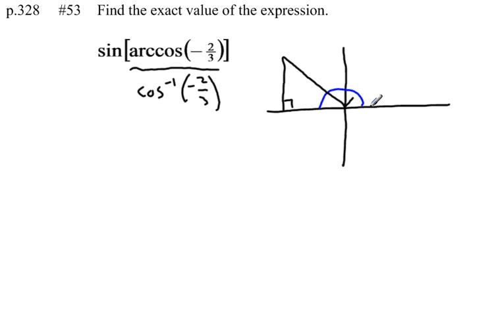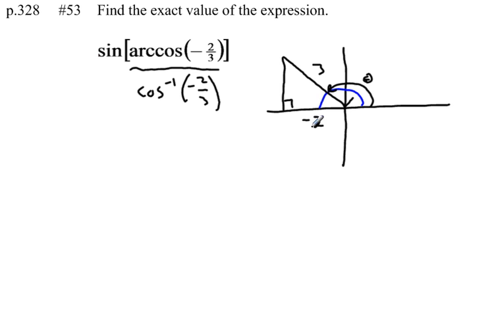Here's my angle, I'll call that theta, and the cosine of theta is equal to negative 2 over 3. Now let's just finish this triangle by finding this missing side using the Pythagorean theorem.